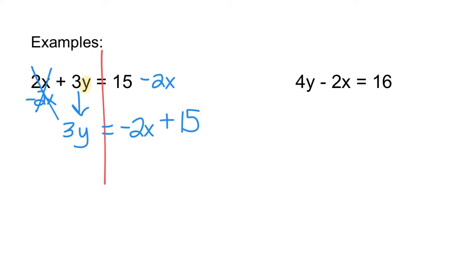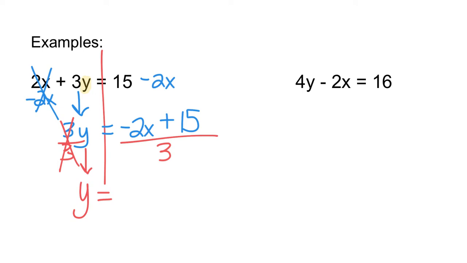Then I've got to find a way to get rid of that 3 that's attached to the y right here. So to do that, since they're being multiplied, I'm going to divide. 3 divided by 3 will cancel. I'm going to divide by 3 over here. So y is all that's left on this side. On this side, I have to divide everything by 3. So 2 gets divided by 3 and 15 gets divided by 3. All of your terms are being divided by that 3.